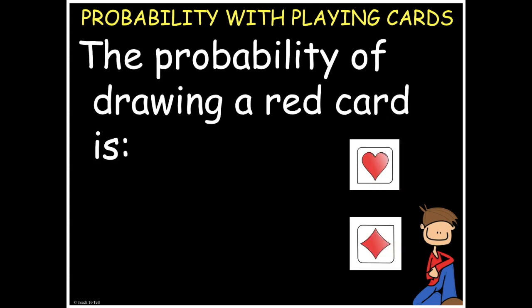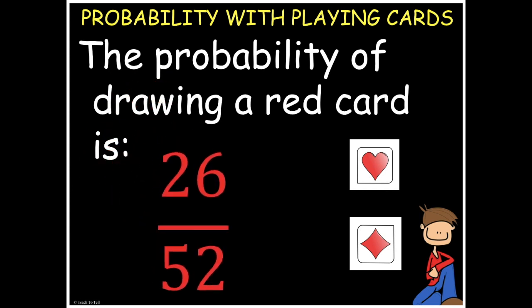The probability of drawing a red card is, we know that there are 2 red suits and 2 black suits, and each suit has 13 cards. You can also look at it as half of the cards are red, half are black. So it is 26 out of 52, and then 1/2.